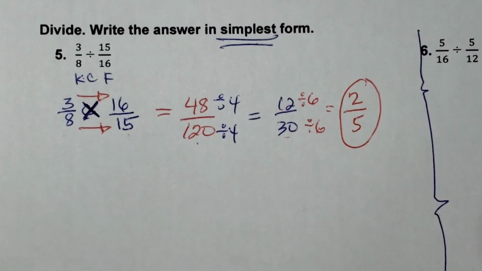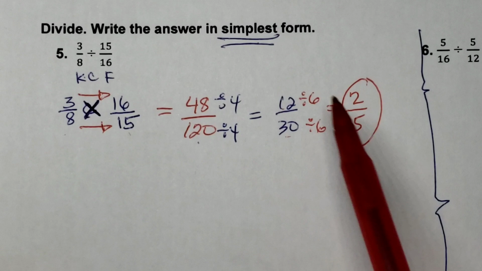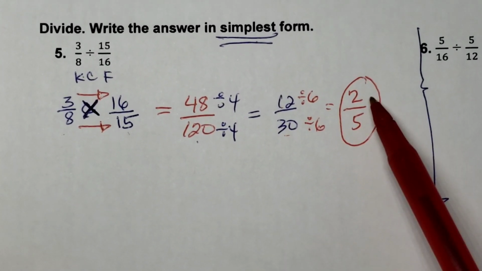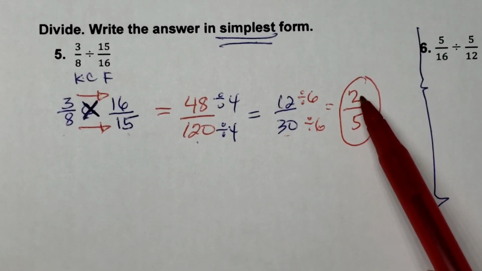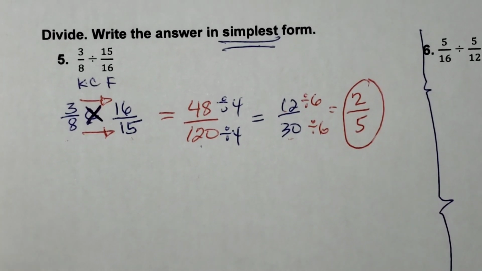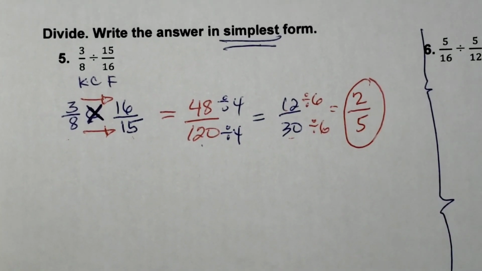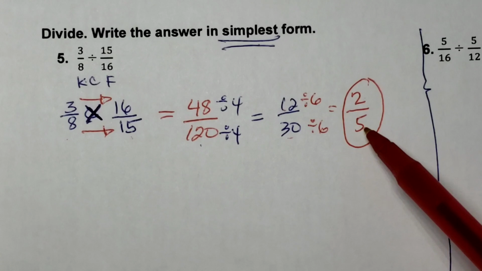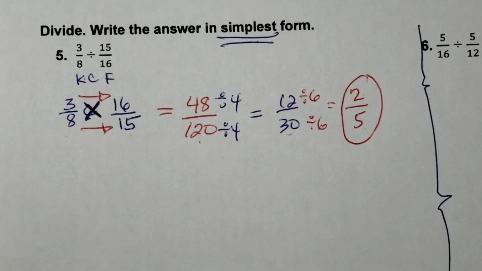So this is the final answer. Why? This is the simplest form. You can only divide by 1 to 2 and 5. Other than that, you don't have any number that you can divide evenly to the denominator and numerator. So that's the simplest form.